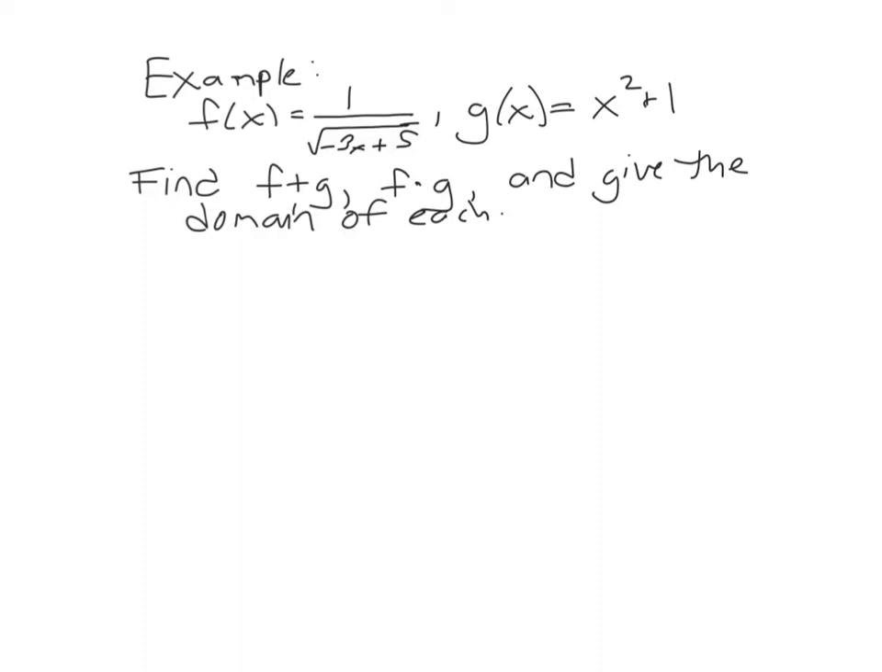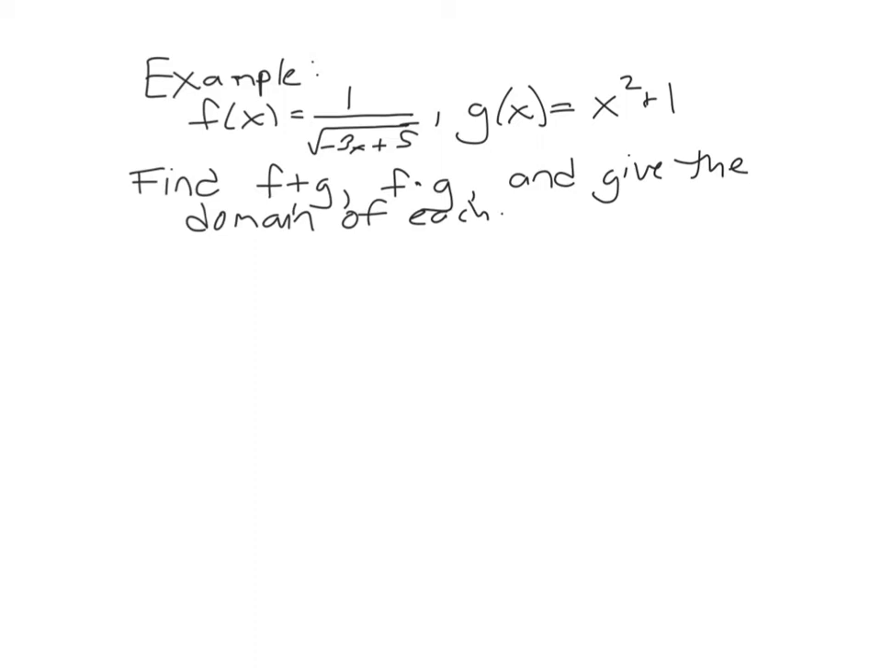So now let's look at an example. Let's assume that f of x equals 1 divided by the square root of negative 3x plus 5, and g of x equals x squared plus 1. Let's find f plus g, that new function, and f times g, and we're going to give the domain of each.